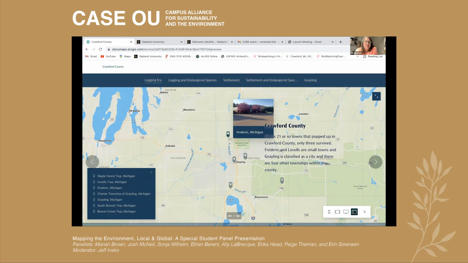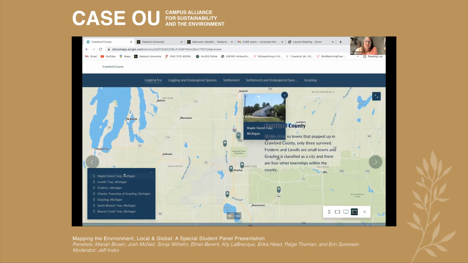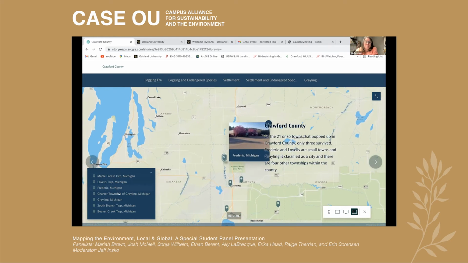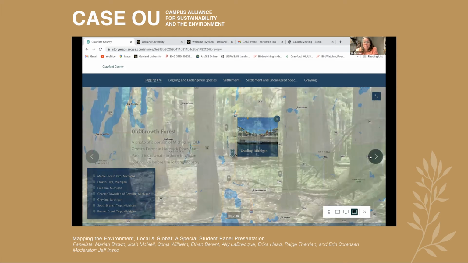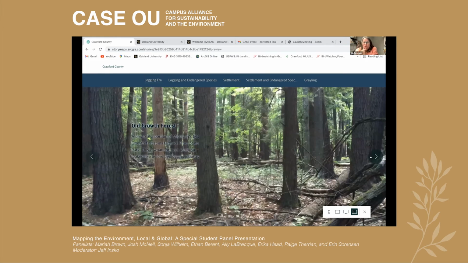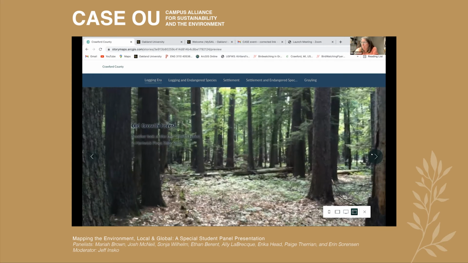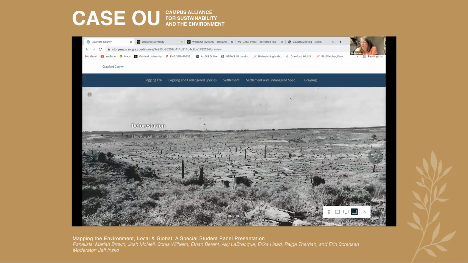So in the map, if you scroll over on the legend, it kind of takes you around, and I just have some pictures of the townships and towns on there. So this is the old growth forest that's located in Hartwick Pines State Park. And this is what the logging tycoons saw when they came to Crawford County in northern Michigan. This is what it looked like in the 1800s. And here's just another view. And currently there's only 49 acres of this old growth forest left in the Hartwick Pines State Park. So this is what was seen in the 1800s, and this is what they left.